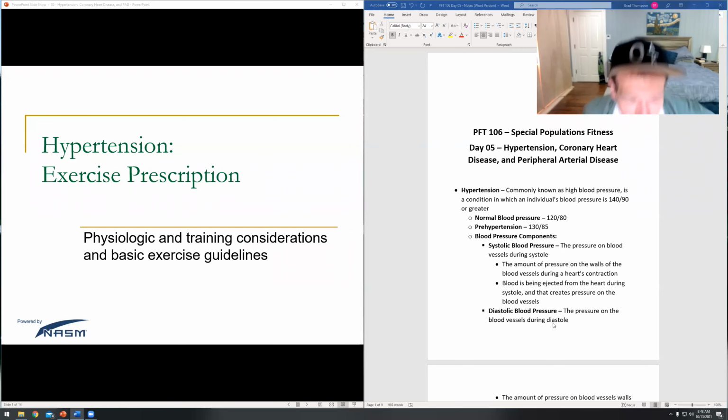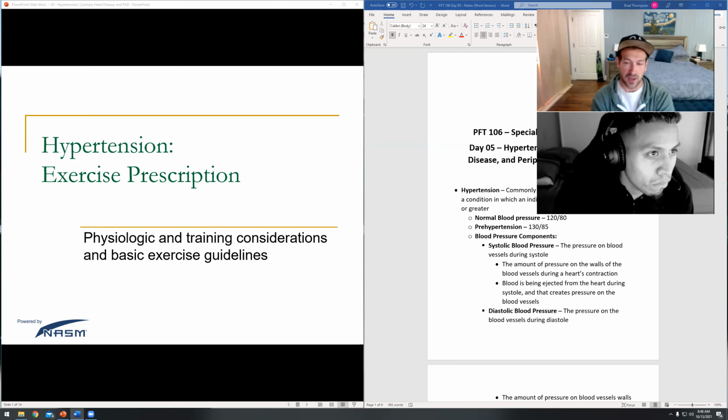All right, so we've got three conditions to look at today. We're going to be looking at hypertension, coronary artery disease or coronary heart disease, and peripheral arterial disease. All of these are definitely blood vessel dysfunctions, very much related to atherosclerosis and arteriosclerosis, right? So very common amongst our senior clients.